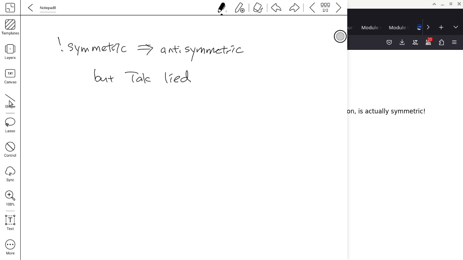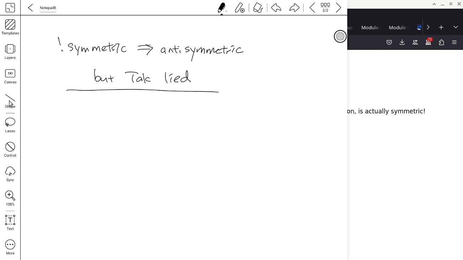Okay, suppose Batek lied. Can someone say, okay, Batek, I want my refund for this one single class, because you lied to us to say that not symmetric implies anti-symmetric? So how do you prove me wrong in this case? How do you prove an implication to be wrong?